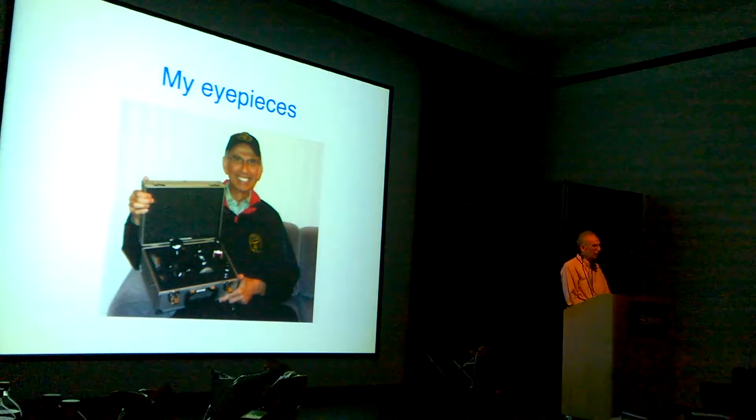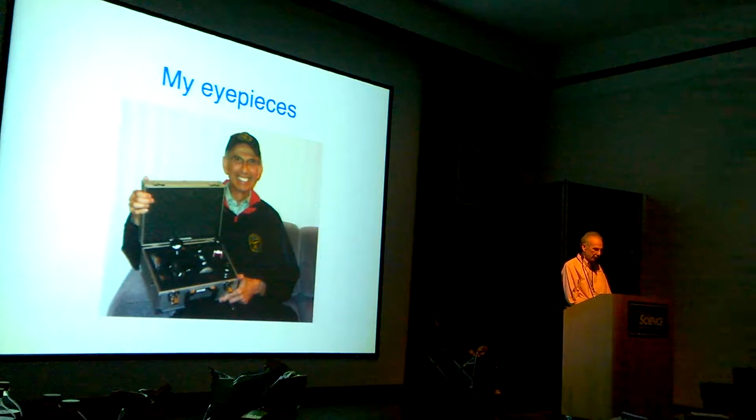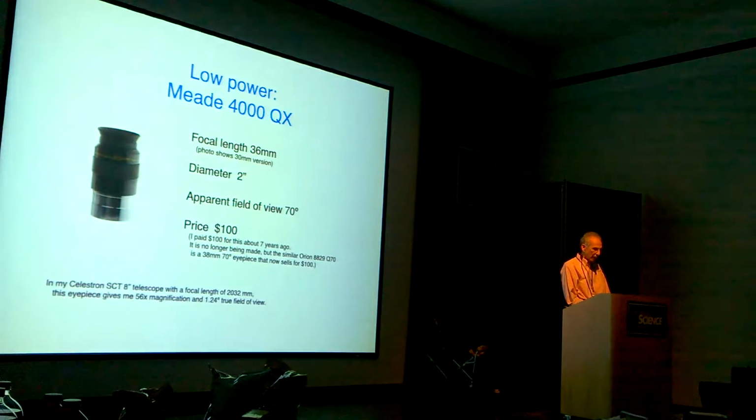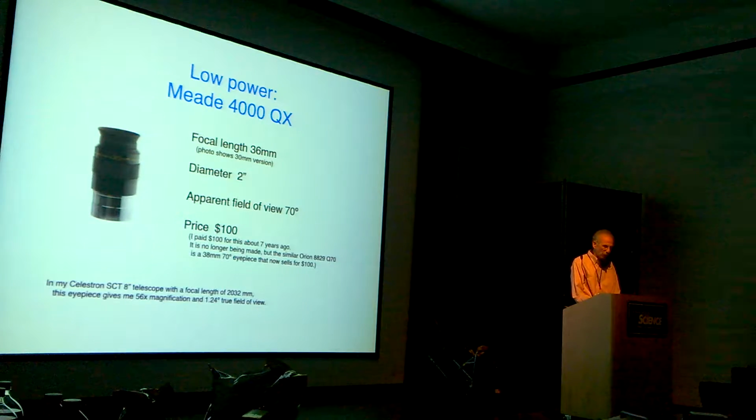Let's take a short look at my eyepieces. I keep them in this aluminum case that I got from Orion. It comes with a foam padding, helps you keep your eyepieces safe. My low power eyepiece is a Meade 4000 Super Plossl, has a focal length of 36 millimeters. It's a 2-inch diameter eyepiece. Apparent field of view is 70 degrees.